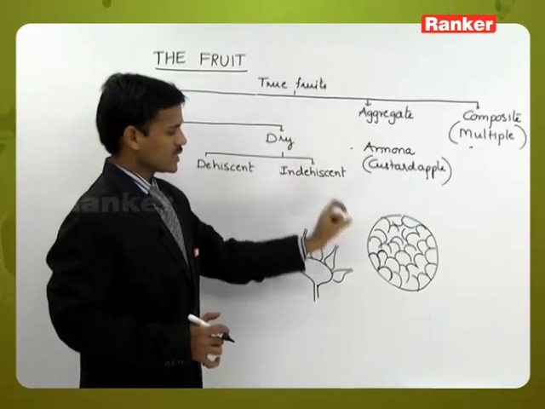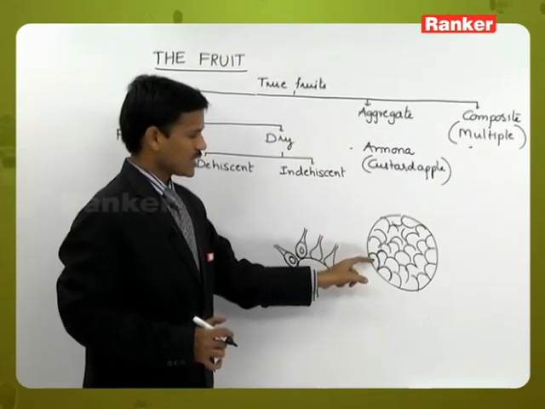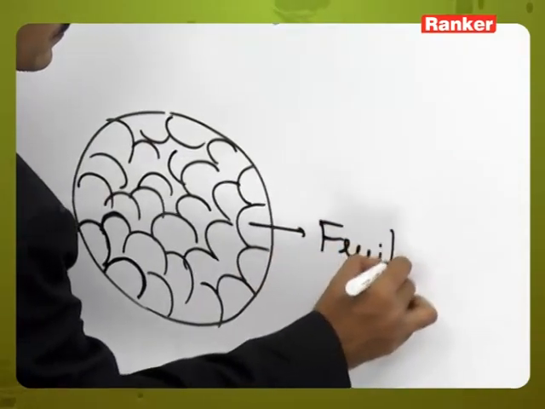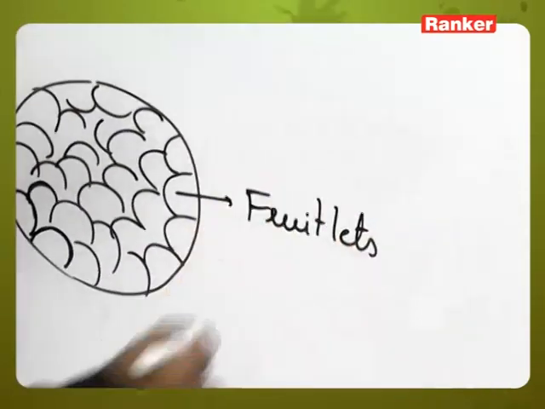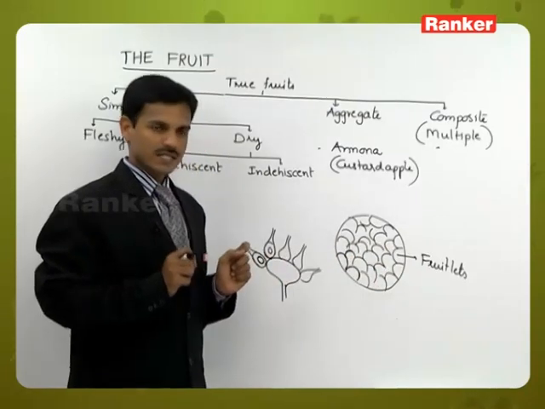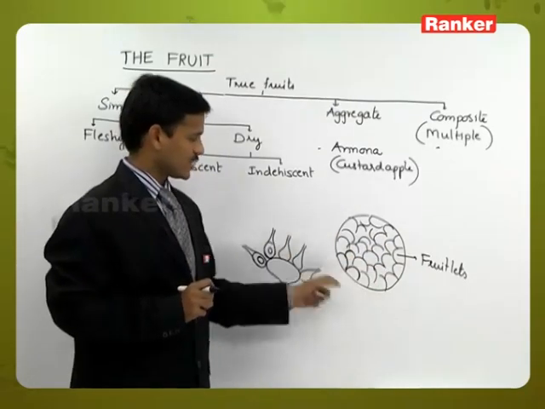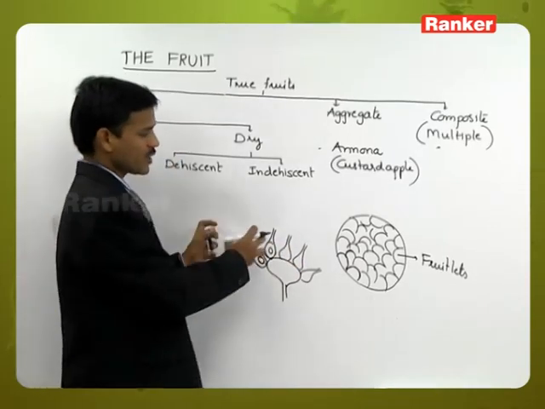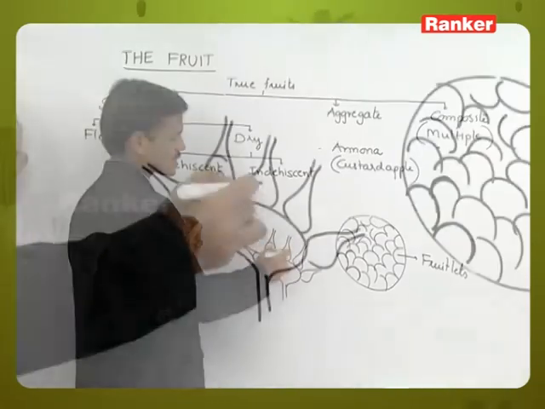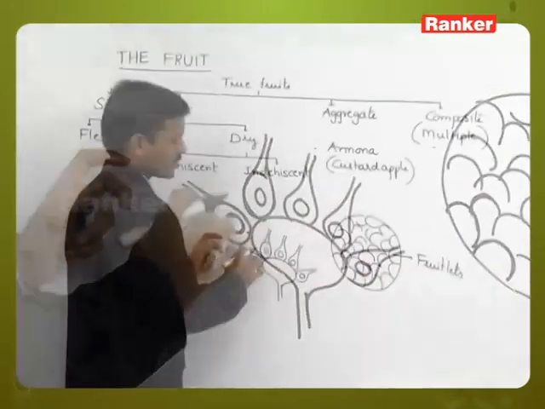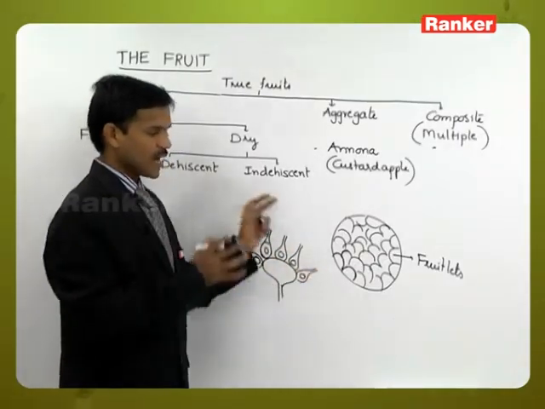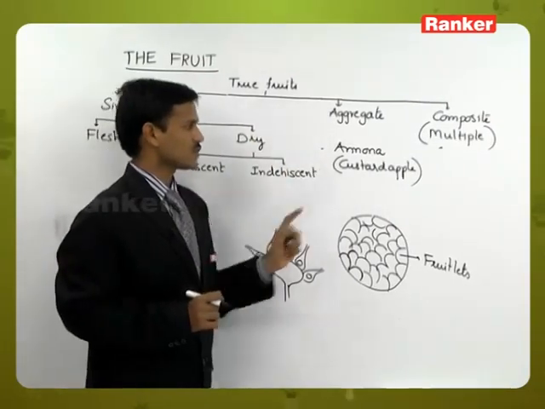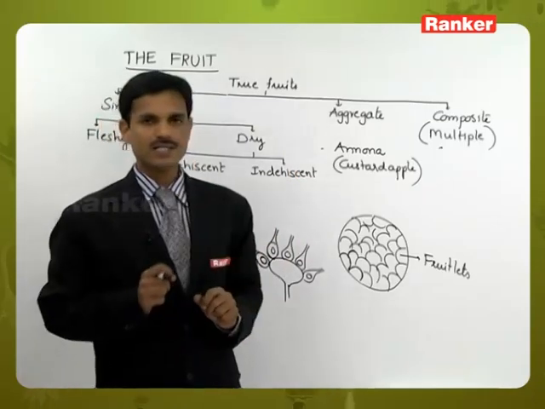In the aggregate fruit, the single seeded small fruits are called fruitlets. Here the fruitlets are having only a single seed. In the aggregate fruit, a number of carpels are there. All these carpels are not fused. All these are developing into small fruitlets. The aggregated fruitlets are present together, so that is called aggregate fruit, observed in the Annona plant or custard apple.